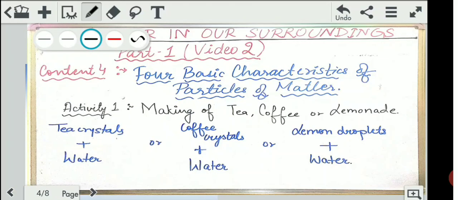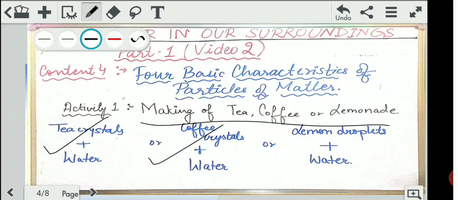Now, making of tea, coffee or lemonade. This is the very basic activity I have taken to explain this concept. How do we make tea? Whenever, if you've seen, we take a vessel, we add water into it, and then we add the tea. When we put it on the flame, the tea and water get mixed and the color of tea particles is seen in the water. The same happens with the coffee, and the same when we infuse lemon into the water.